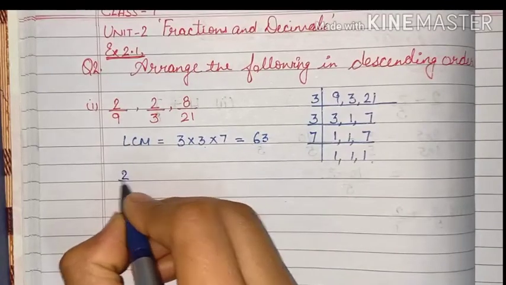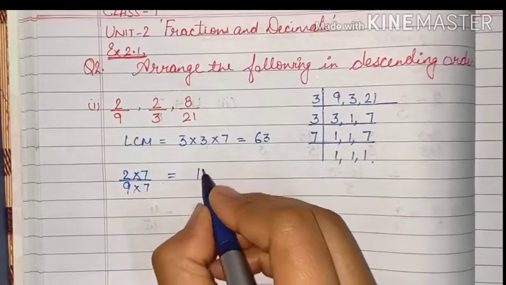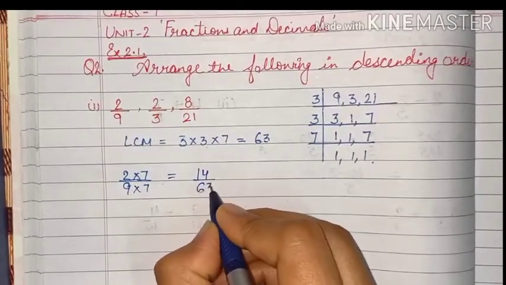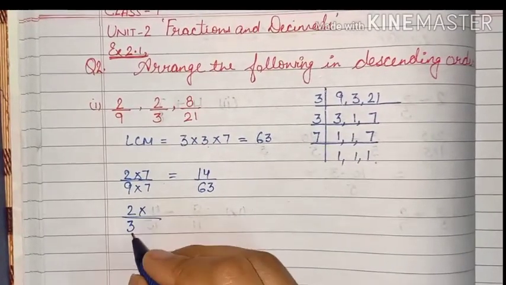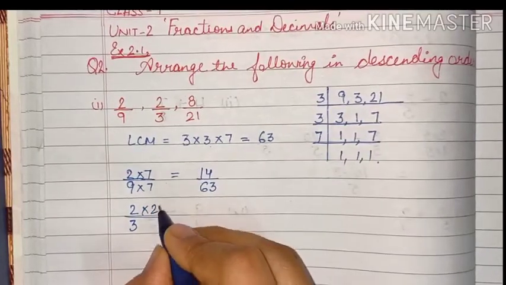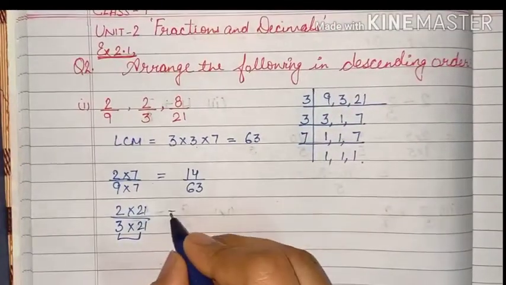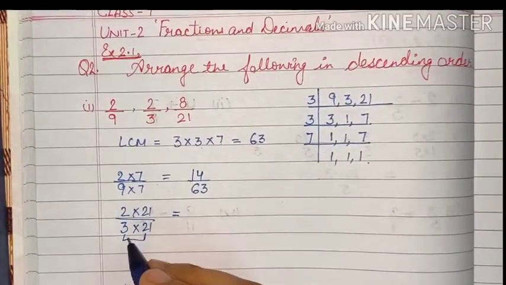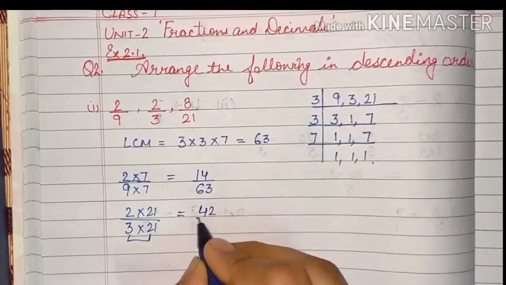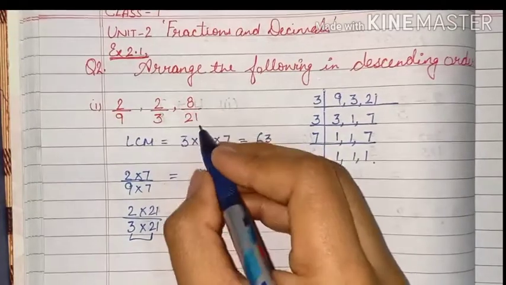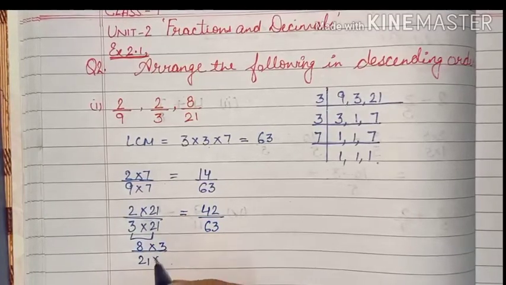For that we will multiply 2 by 9 by 7. So it will be 2 7s are 14, 9 7s are 63. And now 2 by 3. We will multiply 3 with 21, because when we multiply 3 with 21 we will get 63. So numerator and denominator both we will multiply by 21. So 2 21s are 42 upon 63 and 8 upon 21 we will multiply here with 3.